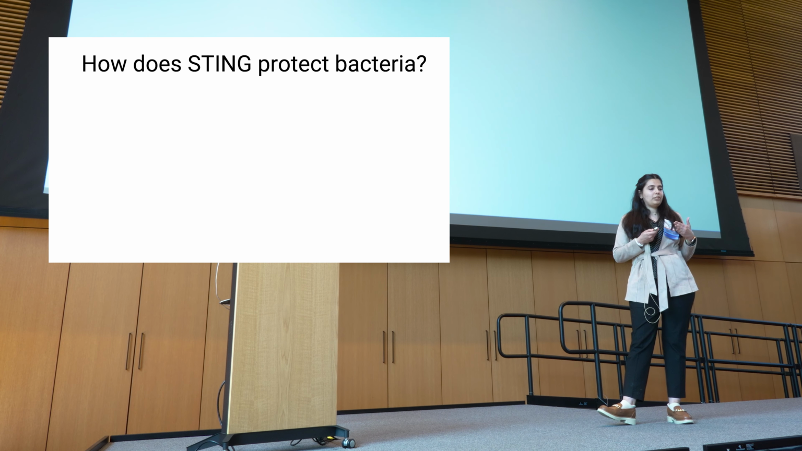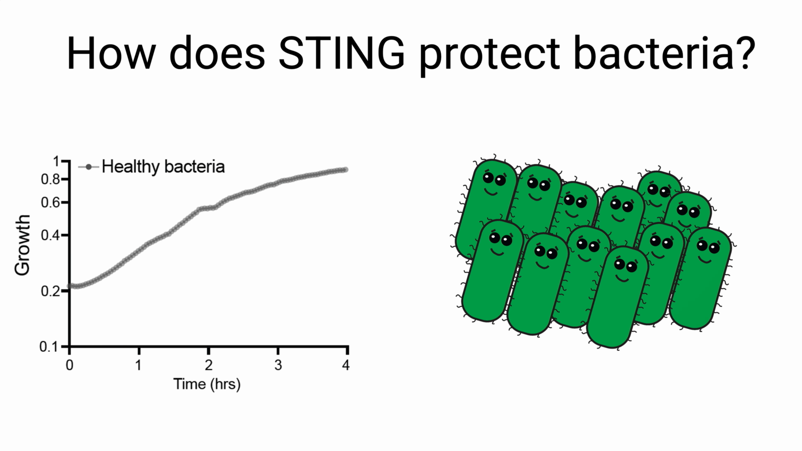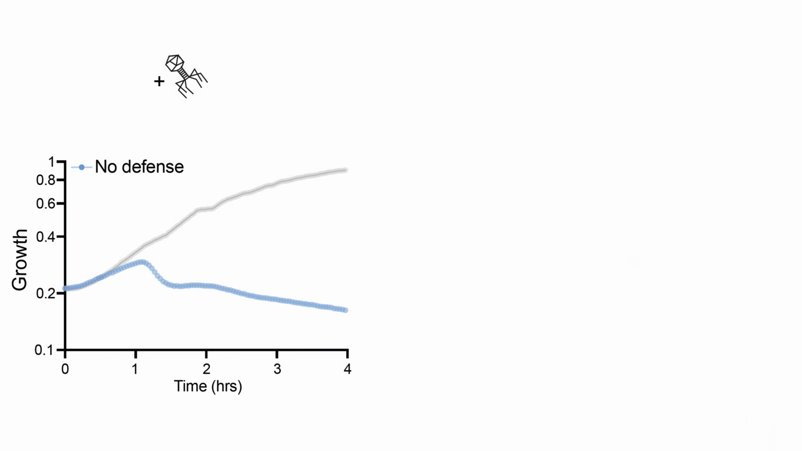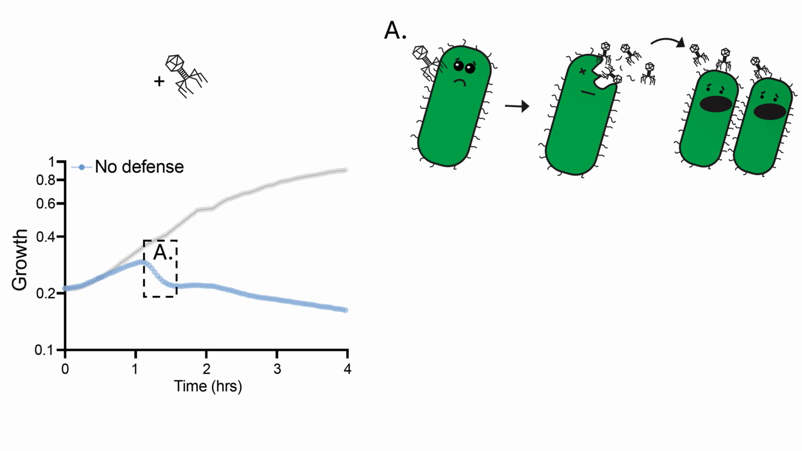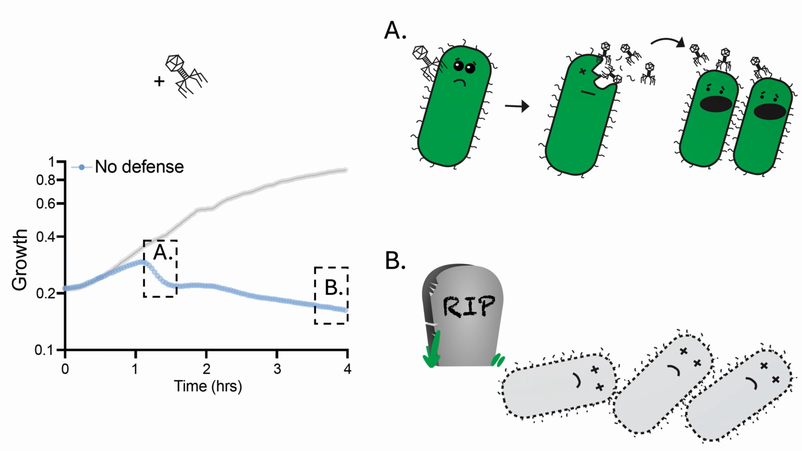So here's a graph which shows how healthy bacteria grows. It keeps multiplying, and so the growth goes up. If the bacteria is infected, you'll see in blue that the growth goes down. So at point A is when bacteria is getting actively infected, the bacteriophage multiplies, and then it goes to and spreads to the next bacteria. So ultimately, all bacteria get infected, and by the time you reach point B, all bacteria die.